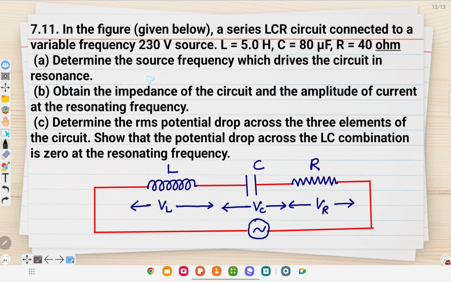See, first thing they have asked is the source frequency which drives the circuit in resonance. So meaning they are asking for the resonance frequency. Generally in CBSE they don't give the word directly, but here the source frequency which drives in resonance means it's the resonance frequency. It's quite simple.